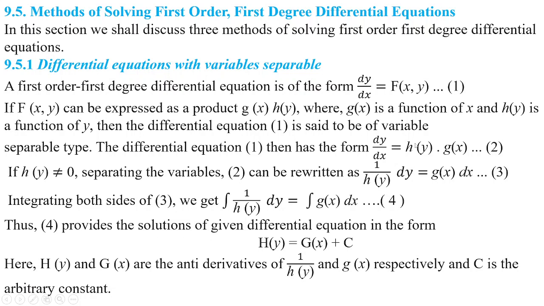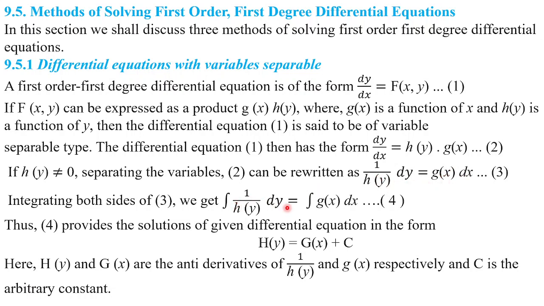First step, you have to write the given function as a product of two functions, namely h of y into g of x, like this. This is the first step. And the second step, we have to separate the variables. Separate the variables means the entire function in y into dy is equal to the entire function in x into dx. This is the second step.